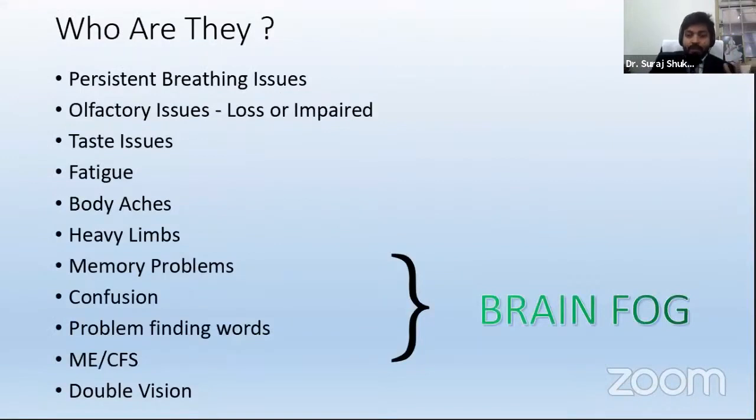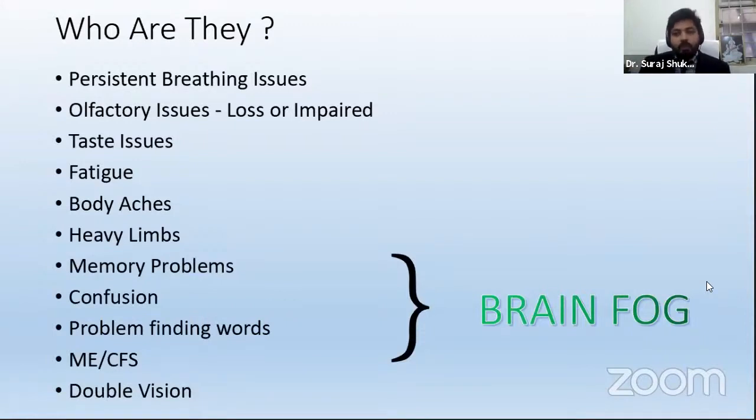So who are these long COVID or chronic COVID patients? The most important and commonly categorized symptoms are persistent breathing issues and olfactory issues, that is, the capacity of smelling gets impaired, or they have no sensation of smell. Also there are those having taste issues. Internationally, they found that patients who had COVID did not get their taste back even after 3 months and 6 months. This was such a worse situation in England and European countries.